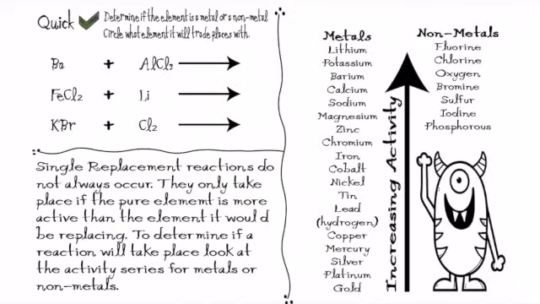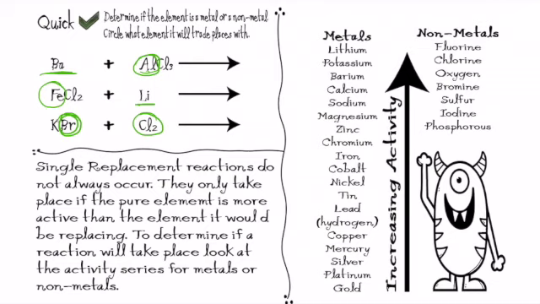So looking at the quick check, Ba is the pure element, and it is a metal. So it's going to switch with the other metal. Lithium is also a metal. It would switch with the metal in iron chloride. For here you have a pure element, chlorine. It's a nonmetal, so it'll switch with the other nonmetal.